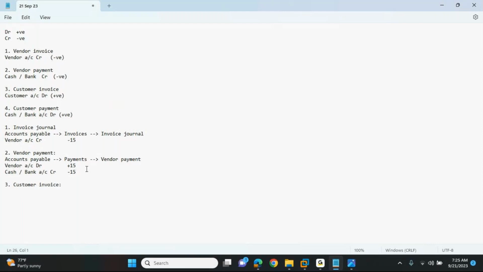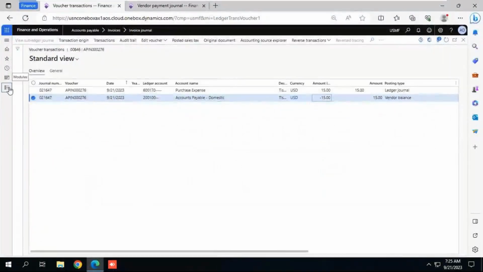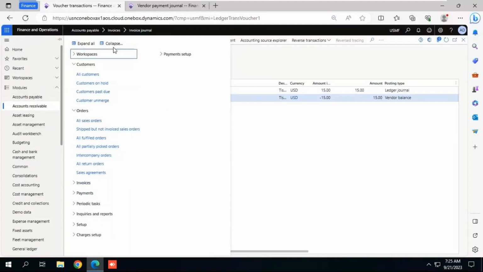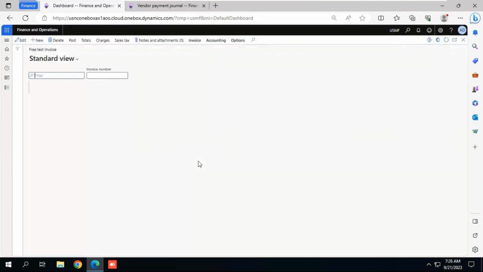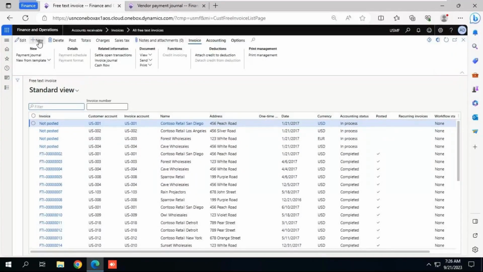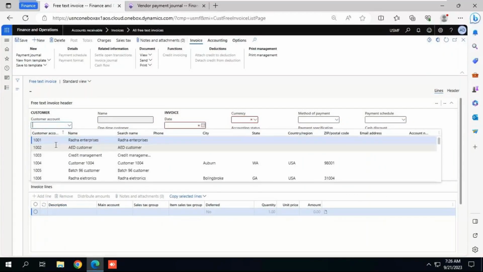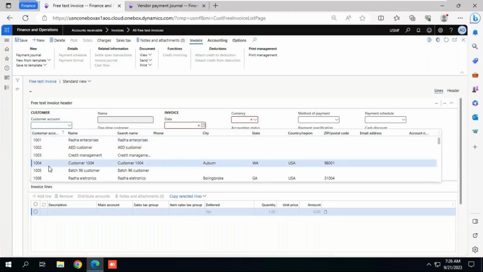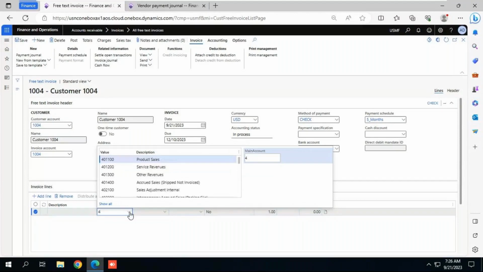Customer invoice means in the system it is free text invoice. Let me show you that customer invoice. Accounts receivable module, collapse all, invoices, free text invoices. Click on the new button, select the customer, select the ledger account, and enter the amount.